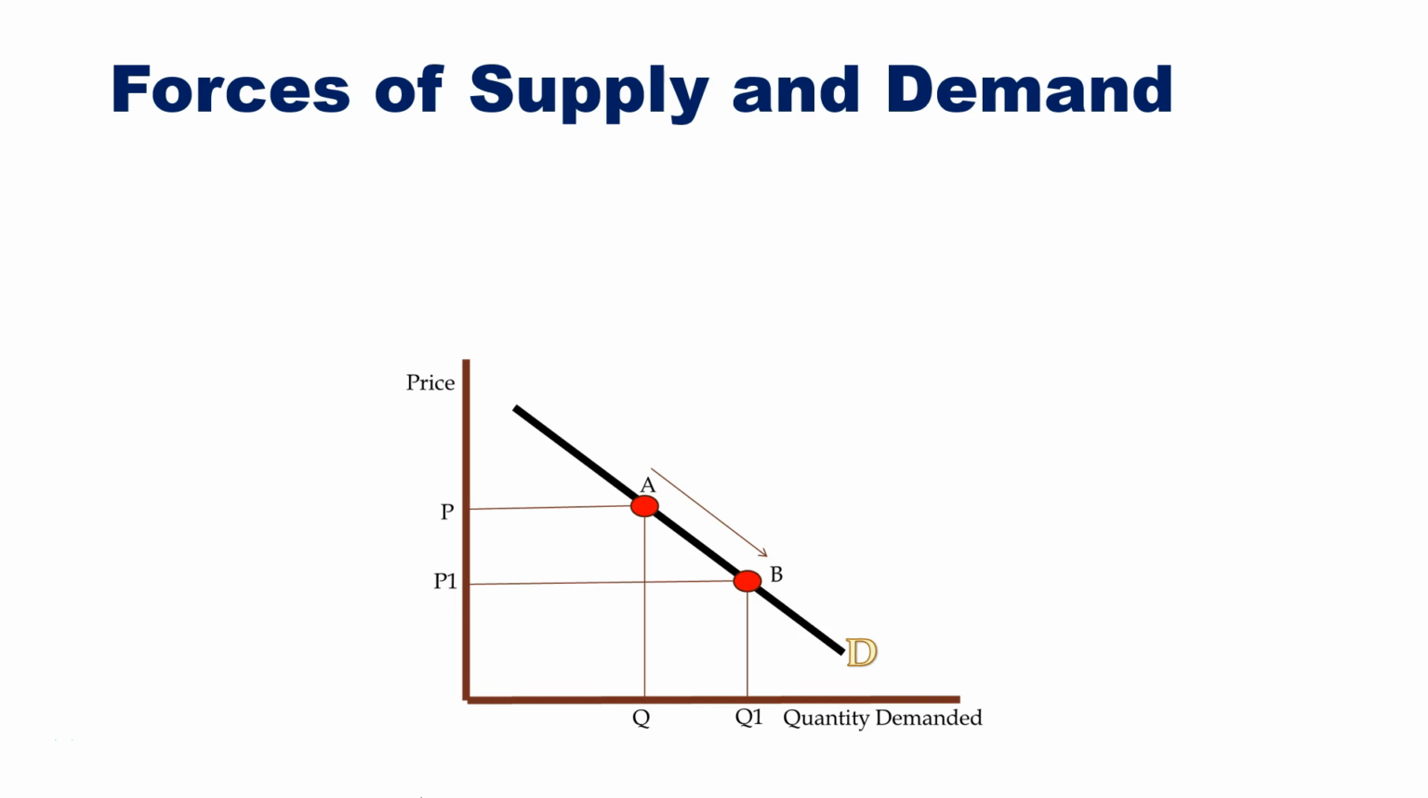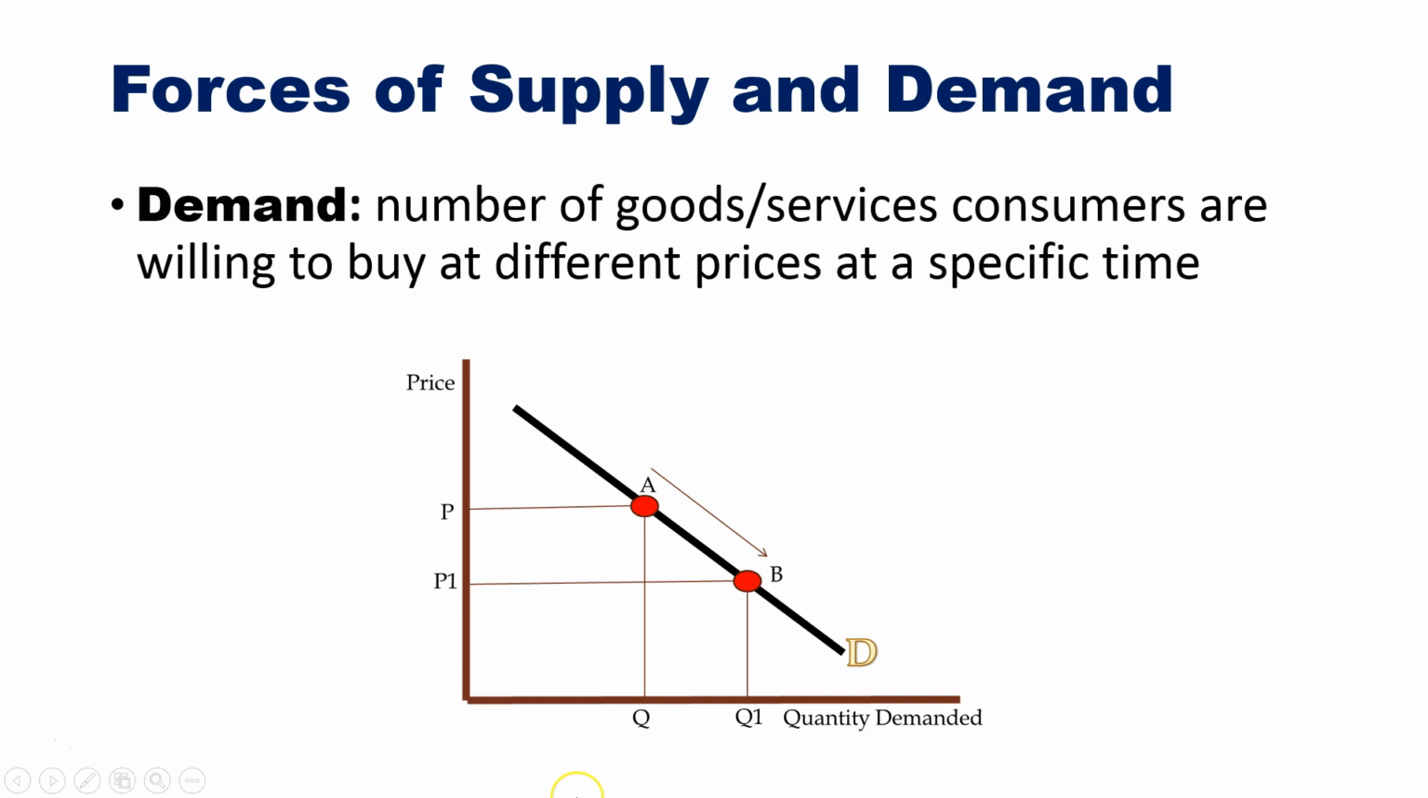And so what you're seeing here is a demand curve. And demand is defined as the number of goods and services consumers are willing to buy at different prices at a specific time. And so as you see here, on the y-axis is price, the x-axis is quantity. And as the price goes down, the quantity demanded increases. So at P, the quantity demanded was A.